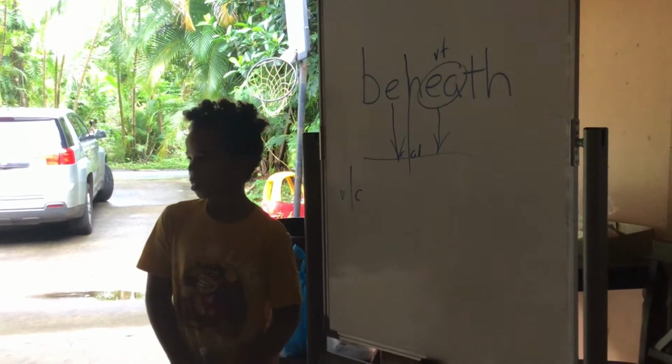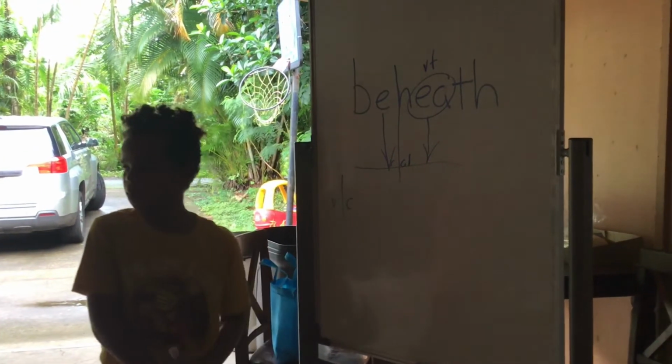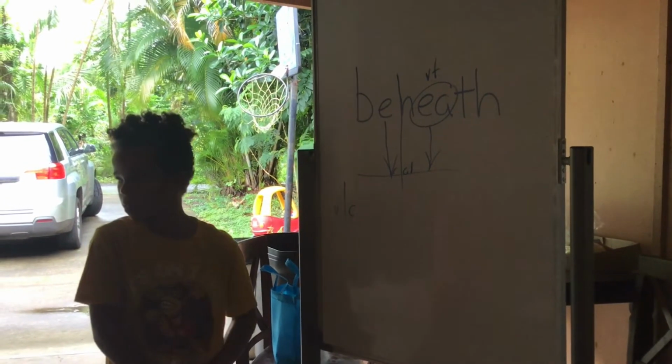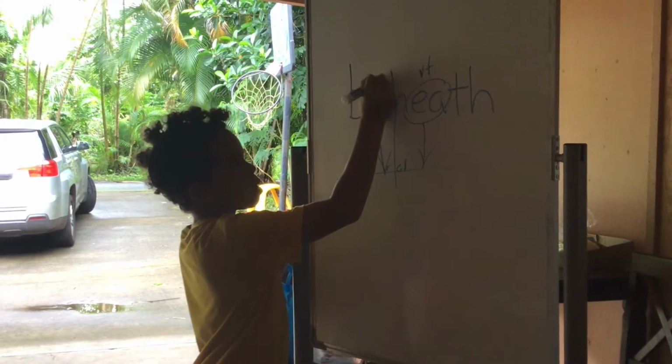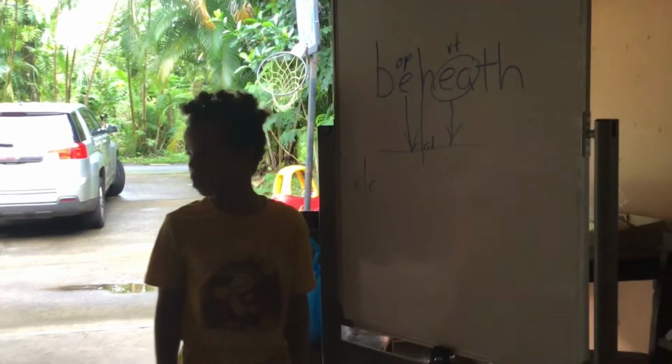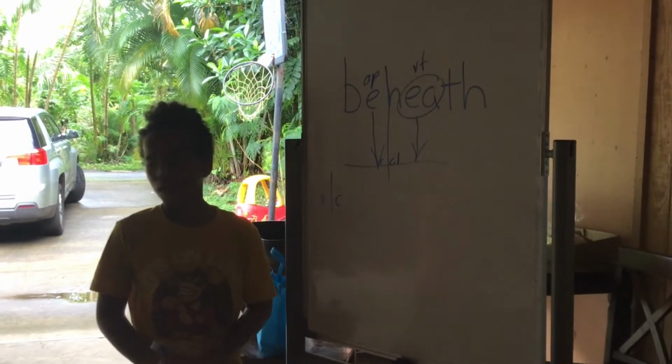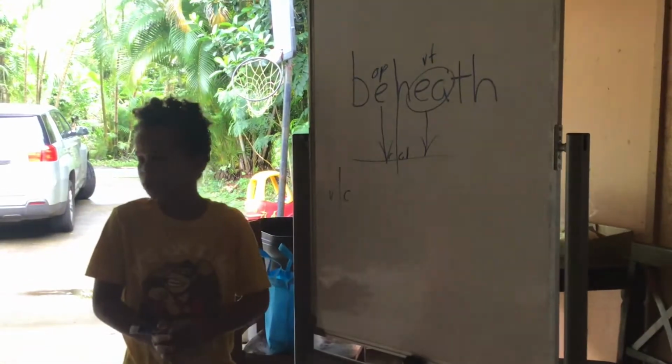Okay, so the first part of it is open. It's not closed in, right? So put OP of E, and that makes a B. And then I already know that the EA says E, so that says neath, beneath.